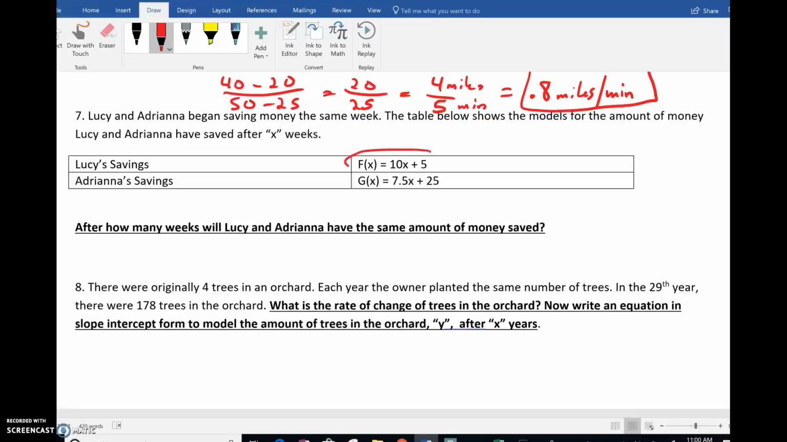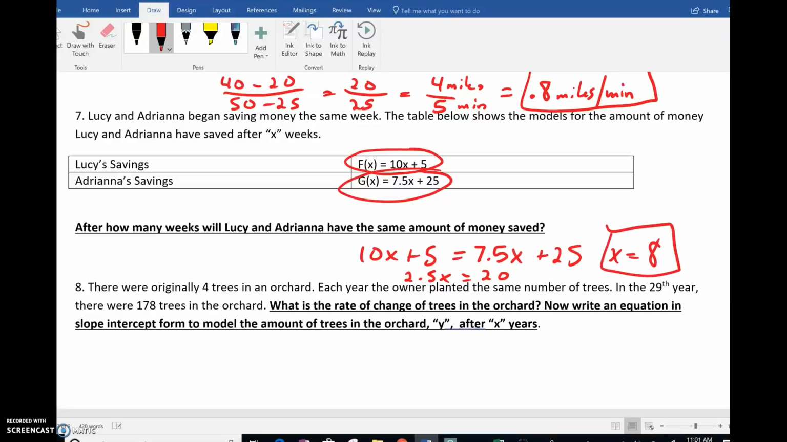Well, hey, if we have a function for Lucy and a function for Adriana, and we need to know when they are going to be equal, let's just take what represents Lucy's savings and set it equal to what represents Adriana's savings. And now we have a little equation that you've been doing for years. Subtract 7.5 over, and we've got 2.5x equals, subtract the 5 over, 20. X equals whatever 20 divided by 2.5 is. That's 8. So after 8 weeks, they'll have the same amount of money.